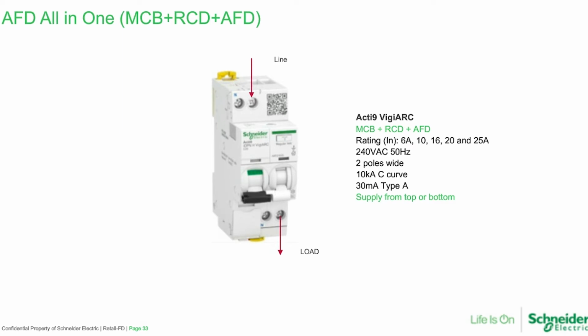However, the simplest way for a new installation is to go straight to the all-in-one unit. So the all-in-one unit has MCB, RCD and AFDD. It can be used and designed up front. The most important thing from an installation and design point of view for me to mention though is that this is a 2-module wide or a 2-pole wide device.